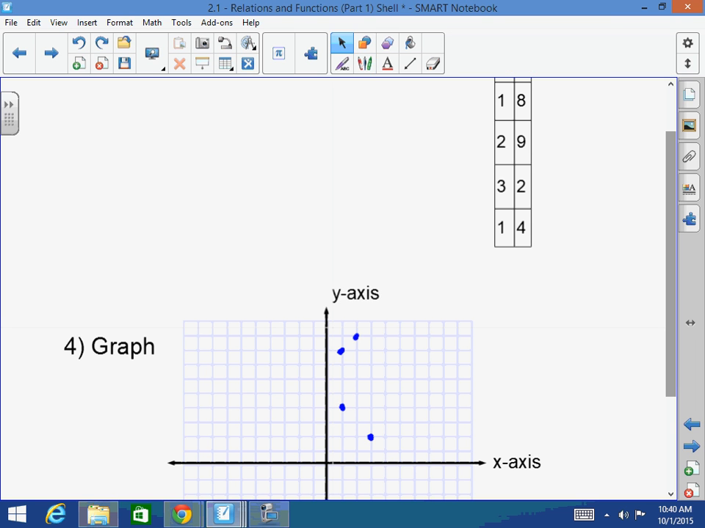So you have to be able to toggle between any one of these 4. If I give you the relation in a graph, you better be able to put it into a table, into a list of ordered pairs, and into a mapping diagram. If I give you a mapping diagram, you better be able to put it into a table, a list of ordered pairs, and a graph. Does that make sense? Okay.